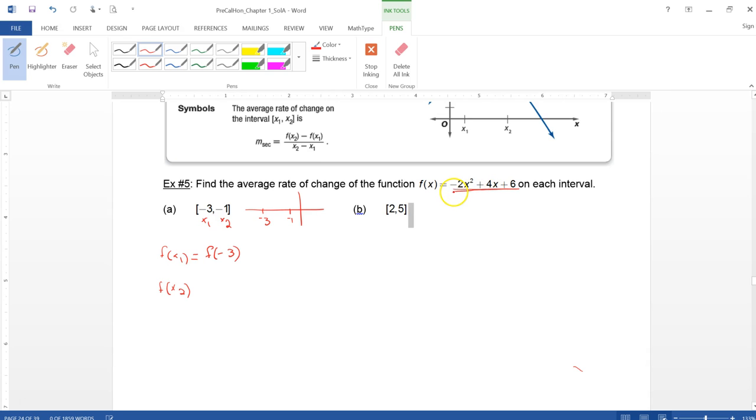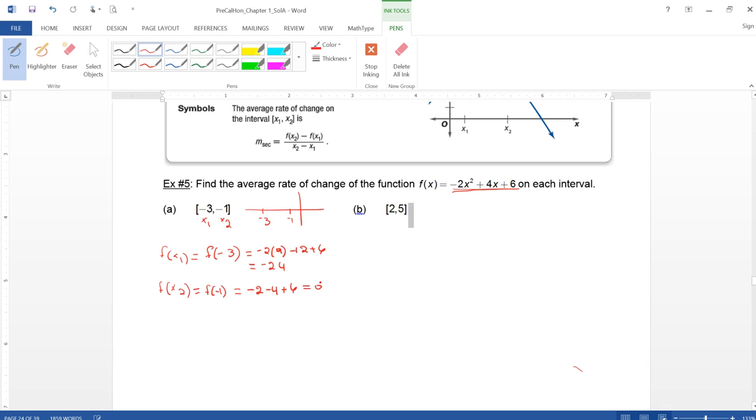So I find f of x1, which is f of -3, and I put -3 into that equation. What do I get? -2 times 9 minus 12 plus 6. How much is that? -18 minus 12 is -30, plus 6 is -24. f of x2 is f of -1, which is -2 minus 4 plus 6, which is 0, right?